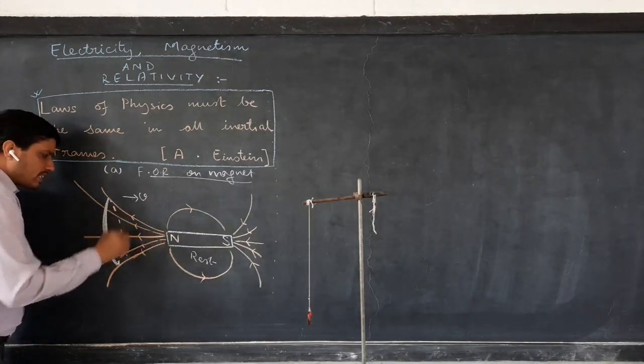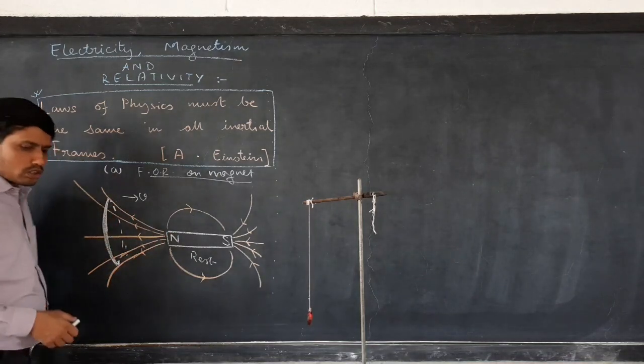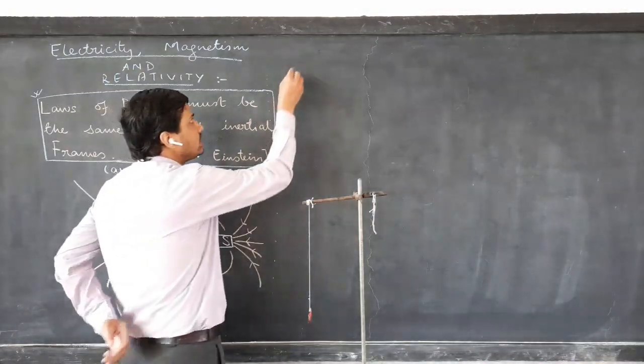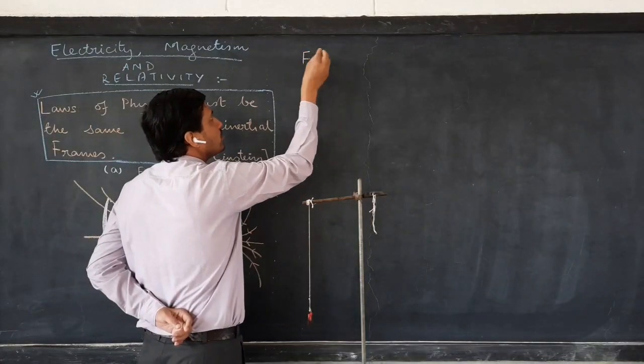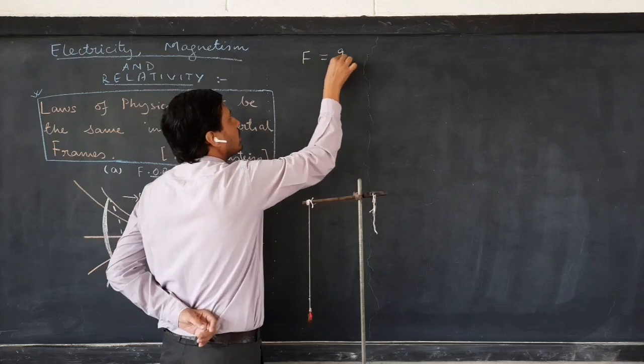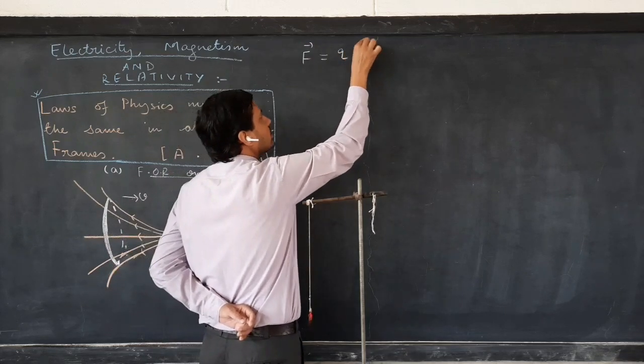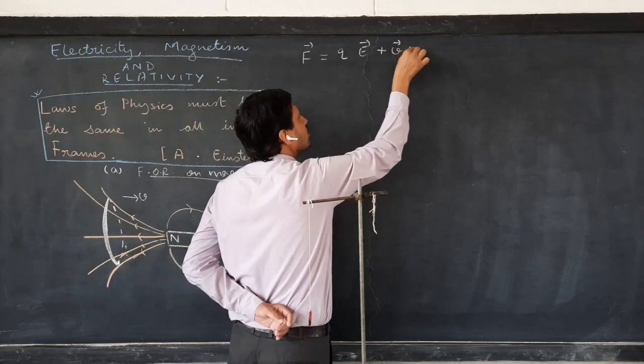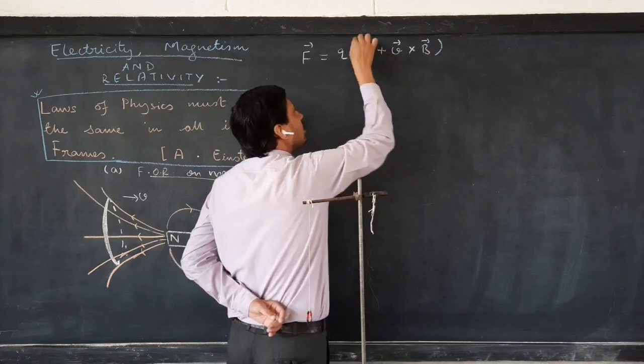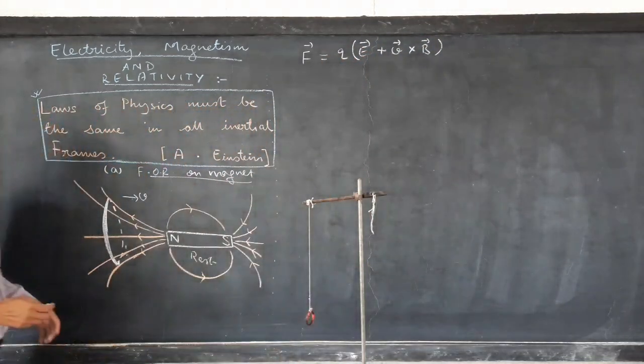Now I would find that there is some current in this particular coil. What is the cause of that current? So force on charged particle, you know students, Lorentz force is given by the formula Q times E vector plus V vector cross B vector, where the terms have their usual meaning.